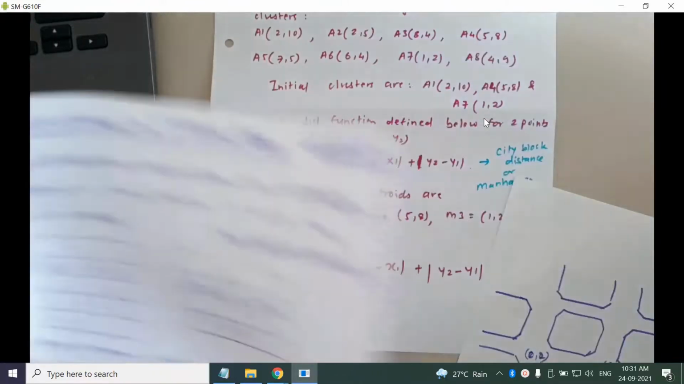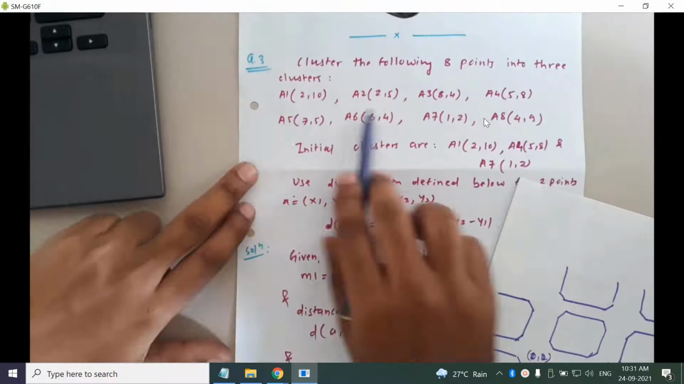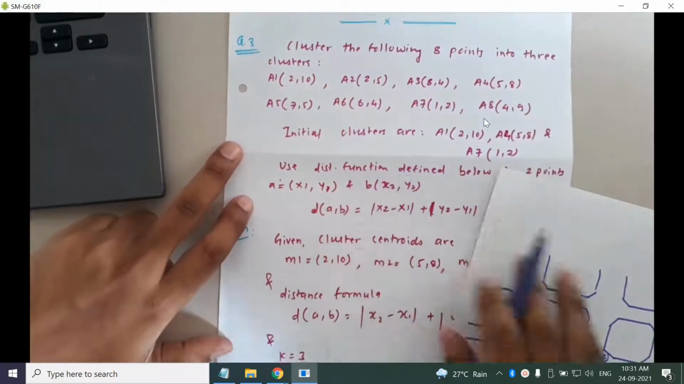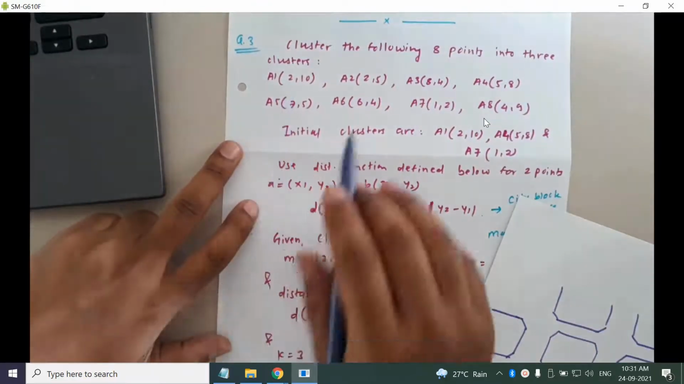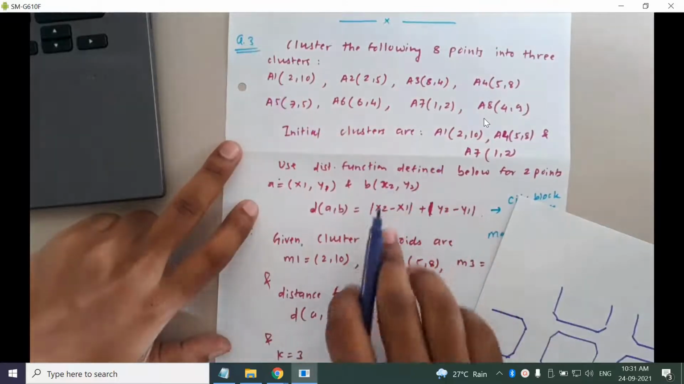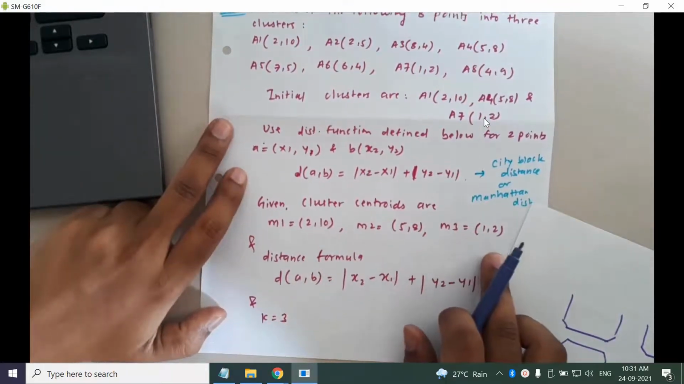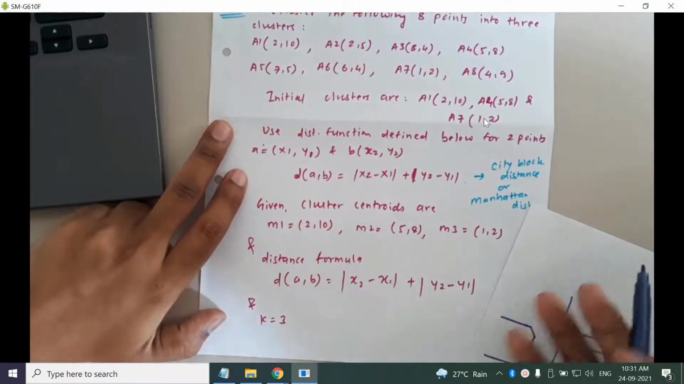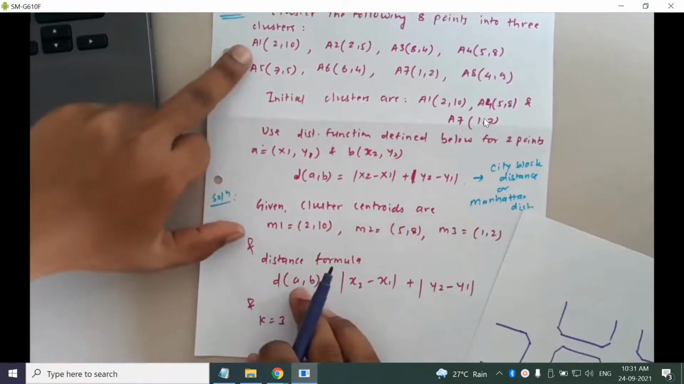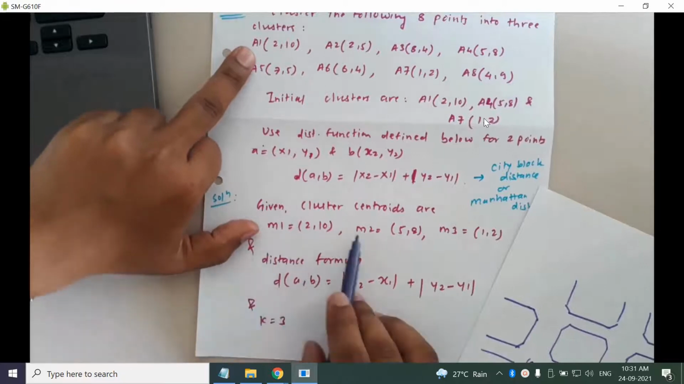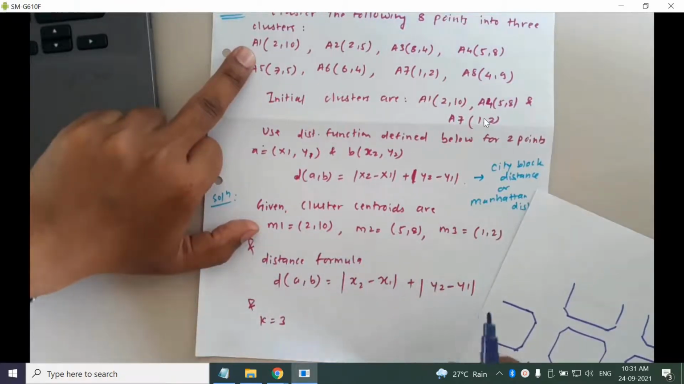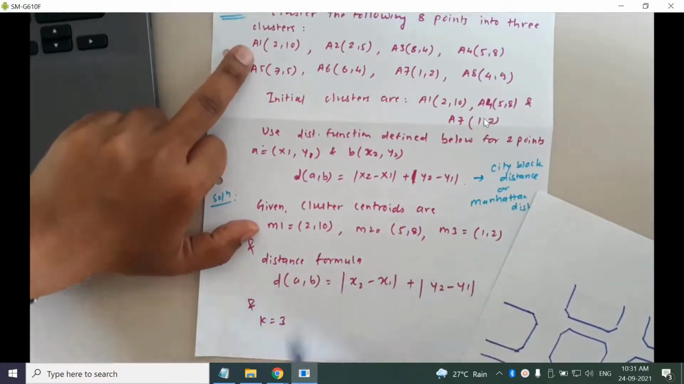So what we have to do, for each of these points you have to calculate the distance from these centroids, which is given, right? इससे डिस्टेंस फाइंड आउट करना है और उनको असाइन करना है जो क्लोजेस्ट रहेगा. सो A1 का डिस्टेंस निकालेंगे M1 से, M2 से, M3 से. जो डिस्टेंस लिस्ट रहेगा A1 विल बिलोंग टू दैट क्लस्टर.